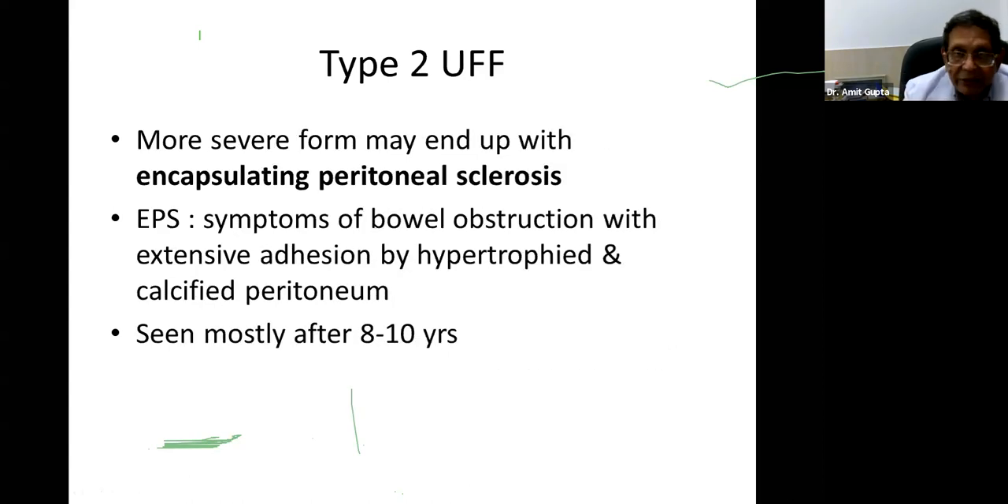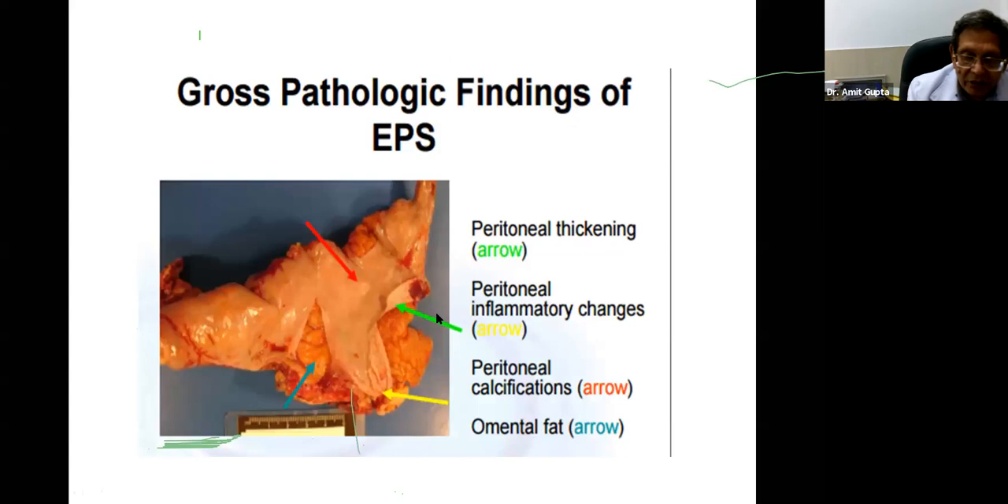And the most severe varieties of type 2 ultrafiltration failure can lead to something known as encapsulating peritoneal sclerosis, where patients present with symptoms of bowel obstruction with extensive adhesions by hypertrophied and calcified peritoneum. And it can be seen after almost 8 to 10 years of patients staying on PD. And this is what the gross pathologic findings of EPS look like, where you have peritoneal thickening, peritoneal inflammatory changes, and peritoneal calcification. And most of these patients, unfortunately, do not survive.